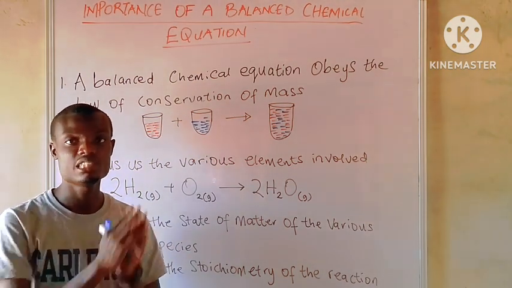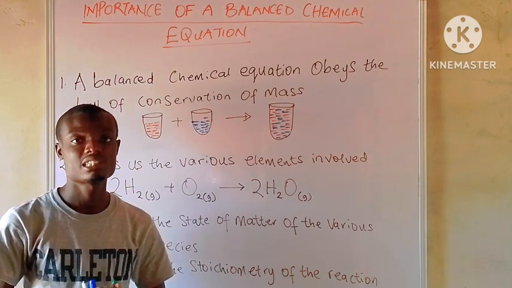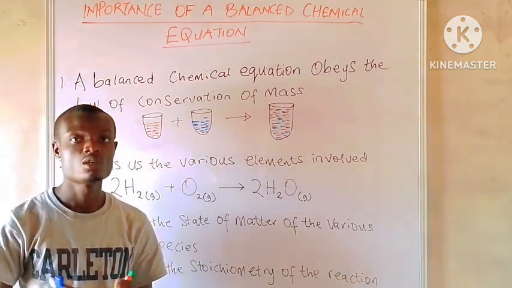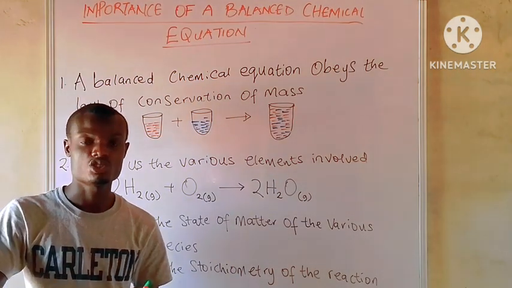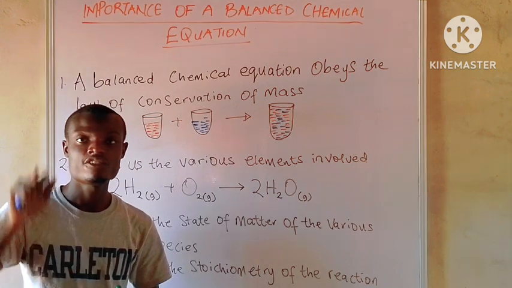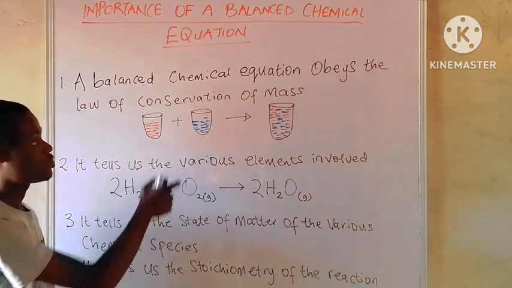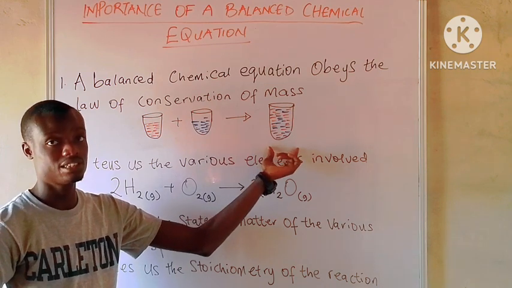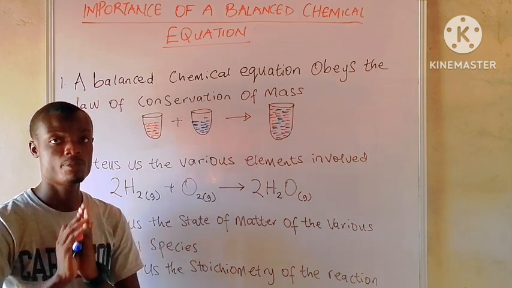So we've looked at what a chemical equation is. Now we're going to look at the importance of a balanced chemical equation. We can say an equation is balanced when what we have on the left hand side of our equation is equal to what we have on our right hand side. If we have 50 grams of a substance on the left hand side, we should equally have 50 grams on the right hand side. So that makes the equation balanced.